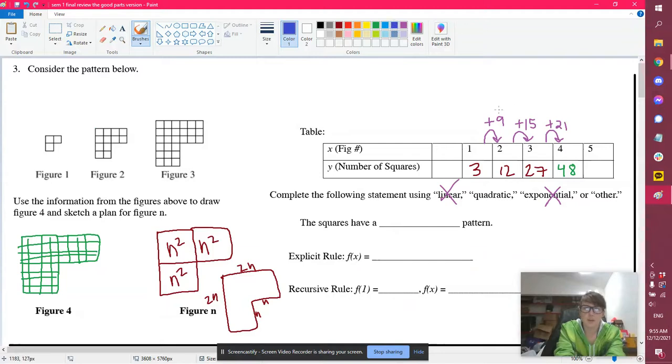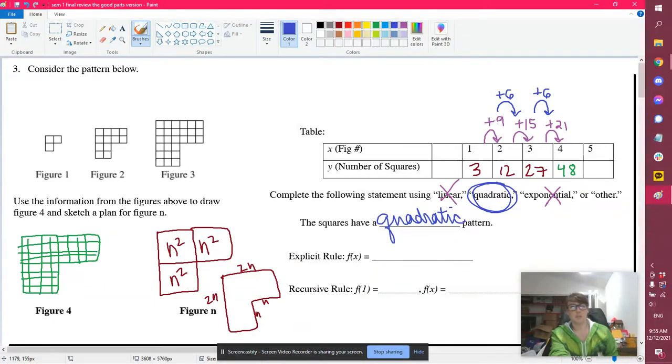To check for quadratic, we check the second difference. We check how the growth is growing. This was adding 6 and adding 6. This actually does mean that it is quadratic, because when the second difference is the same, we're quadratic. To find the fifth one then, if we're doing the table method, we would increase the growth by 6. And then we'd actually do 48 plus 27 and get 75.